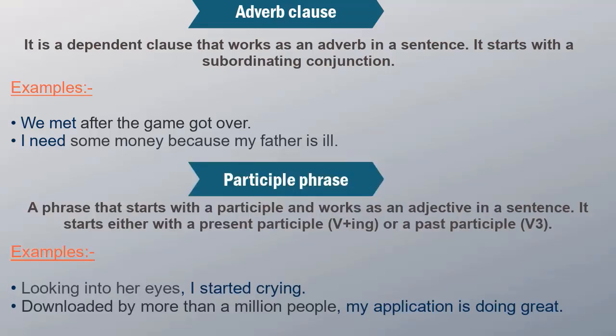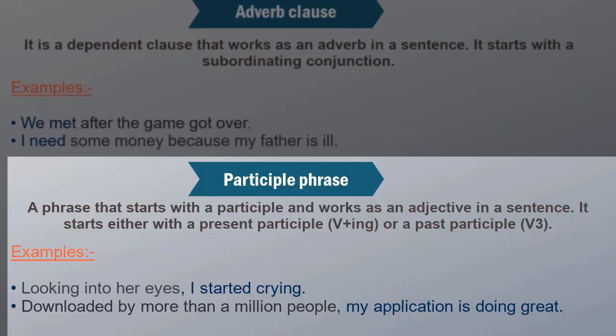Now let us understand what is a participle phrase. We'll be using it a lot to transform sentences. A participle phrase, guys, is a phrase, that means a group of words, without having the subject verb combination. Okay, it's a phrase that starts with a participle. Now the participle can be a present participle, a verb form ending with ing, or a past participle, and this entire phrase, participle phrase, works as an adjective in a sentence, right?